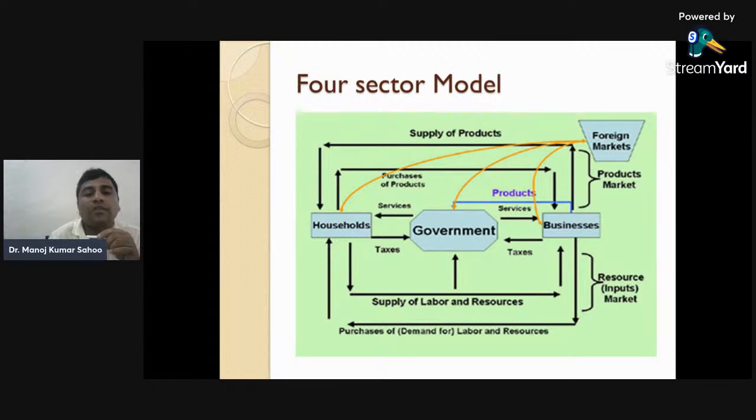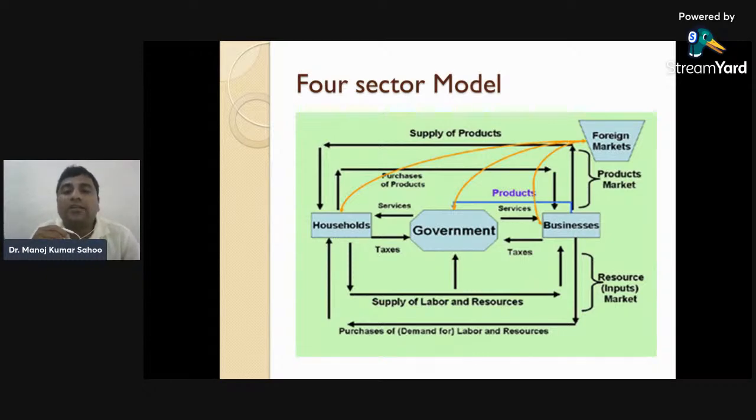So government also provides different types of services to the household sectors and also to the business sectors, farms. In return, government also receives different types of taxes from the household sector and also corporate taxes from the business sector. But when the foreign market is involved, it becomes the four sector model.